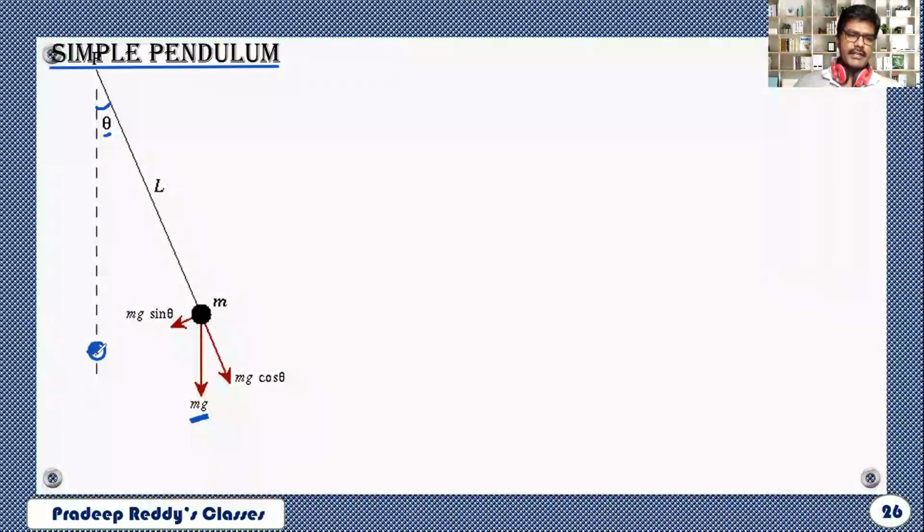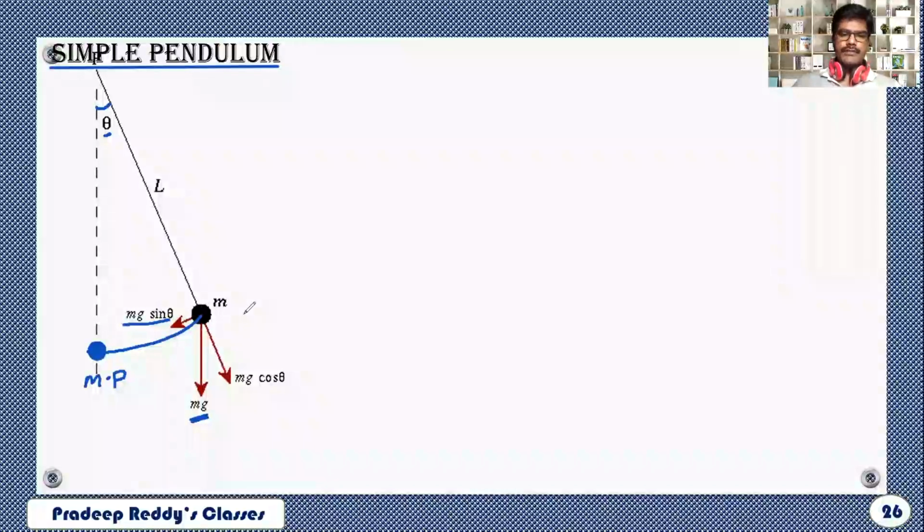Because of that gravitational force, this mass is directed towards this position. Even though gravitational force is acting in downward direction, the mass is not coming in downward direction. Mass is moving in the form of curved path. So the force which is responsible for motion of the bob in this direction is mg sine theta. So mg sine theta is the force which is acting such that this mass is coming towards this mean position. It is the mean position of the simple pendulum.